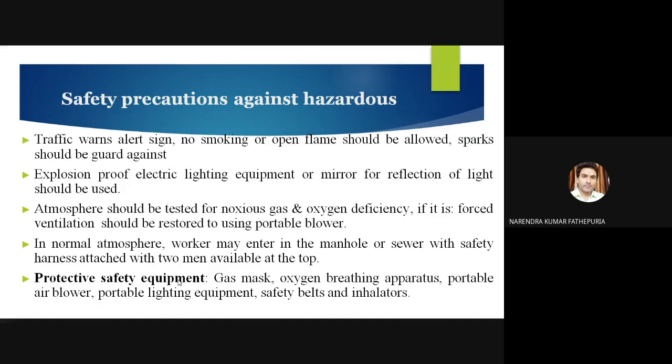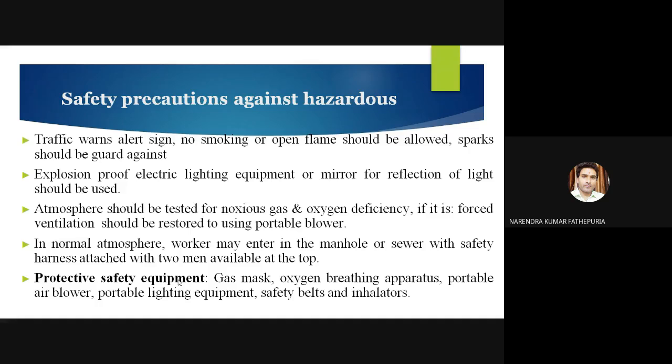No smoking or open flame should be allowed, right? Because methane is generated in anaerobic digestion, and a lot of flammable gases will be coming out. So for avoiding accidents, sparks should be guarded against, and whatever instrument you take inside should be spark proof, right? Explosion proof electric lighting equipment you have to use. Mirrors for reflection of light should be used. Atmosphere testing should be done before entering. We have to test the atmosphere for noxious gases and oxygen deficiency.